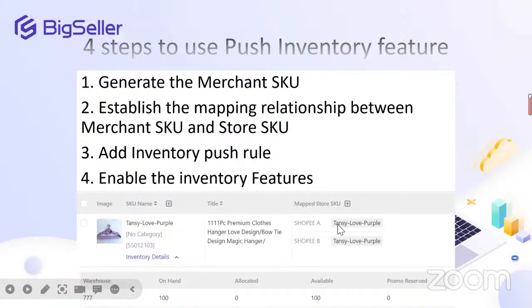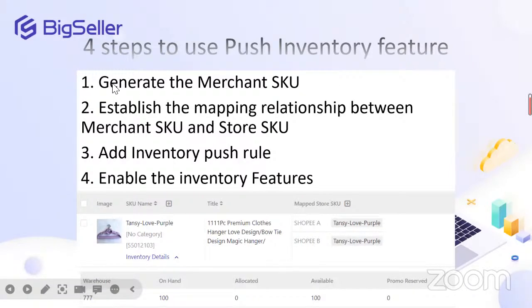The store SKU is the SKU information you give this product in Seller Center. We call it store SKU. For the third step, you need to add an inventory push rule to push the inventory of this merchant SKU in Big Seller to your online shops, my Shopee A and Shopee B stores. And for the final step, you need to enable the inventory feature. So when your order syncs to Big Seller, the inventory will be locked, and when you ship this order, the inventory will be deducted automatically. For these 4 steps, I will introduce them step by step.